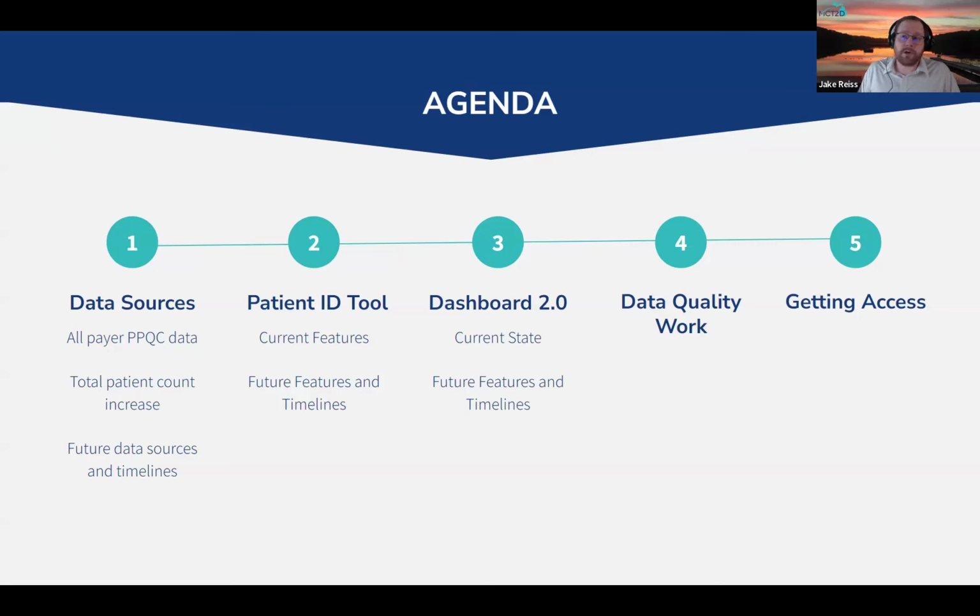For Dashboard 2.0, we'll talk a little bit about what has already launched as far as the summary measures page, as well as the additional new features and functions that will be coming out over the next year or so. We'll talk about some of the data quality work that's going on, and we'll continue to try to improve the availability and completeness of some of the data. And then we'll talk about, if you do not have access to the patient data dashboards at this point, how you go about doing that.